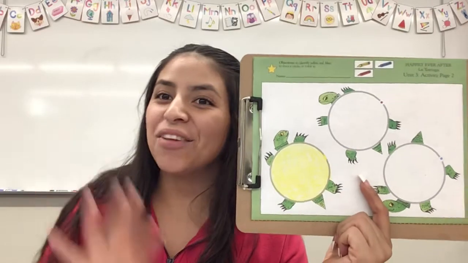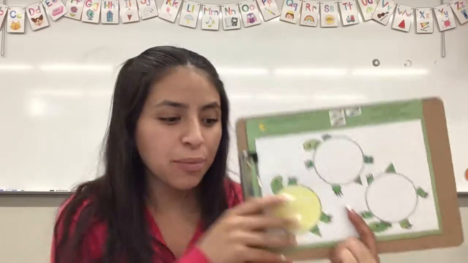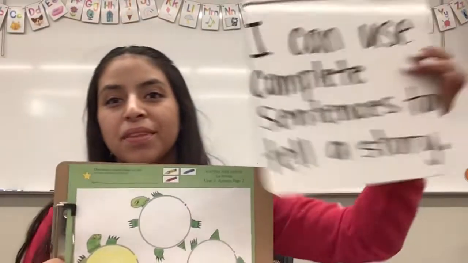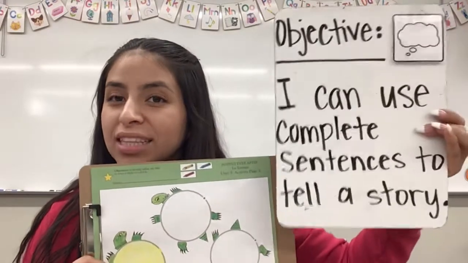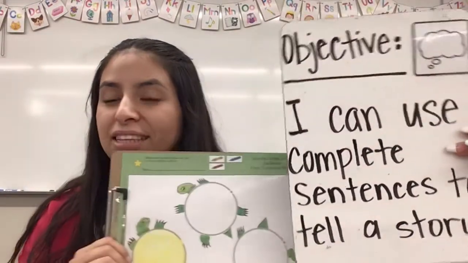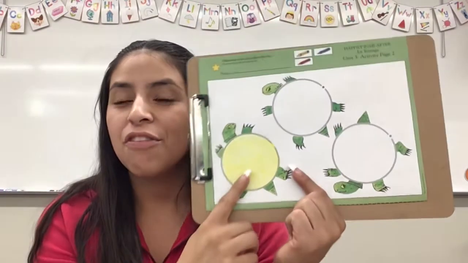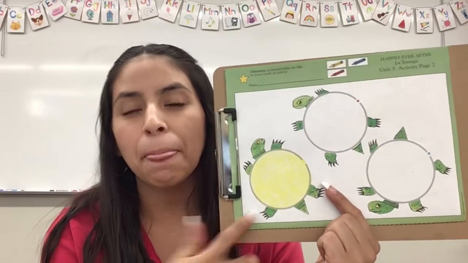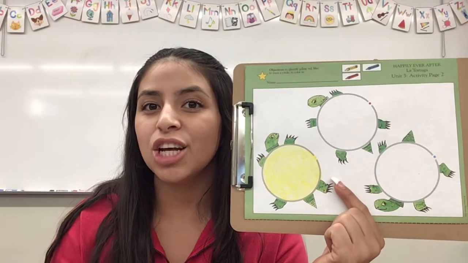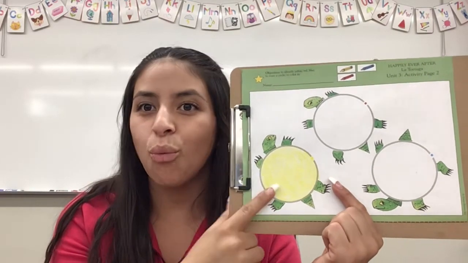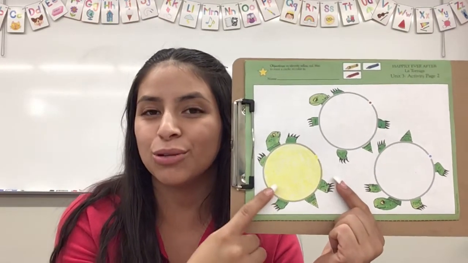Alright, TK, now this is where it gets fun. This is where we're going to bring out our objective again. This is where you're going to be using these skills to complete your activity. You're going to be using complete sentences to make up stories for each of your turtles. So for example, for my yellow-shelled turtle, I'm going to use complete sentences to tell you and explain to you why this turtle got a yellow turtle shell.